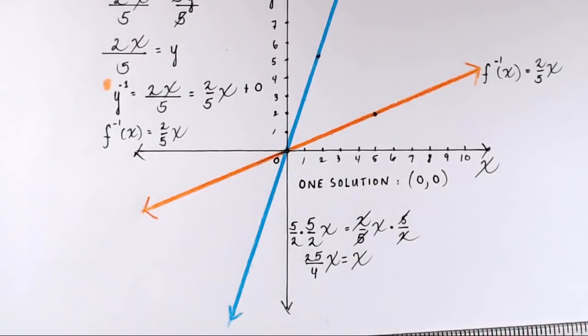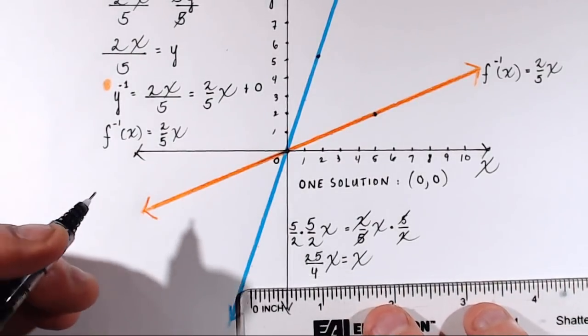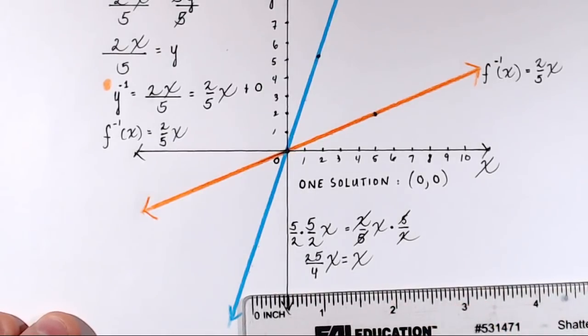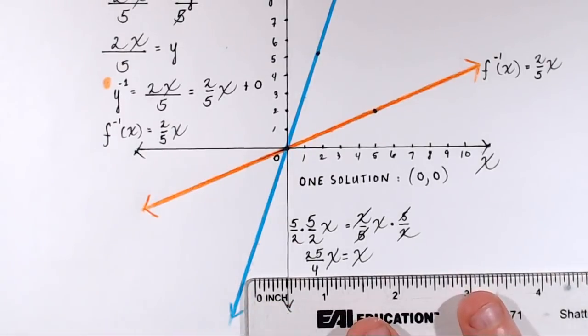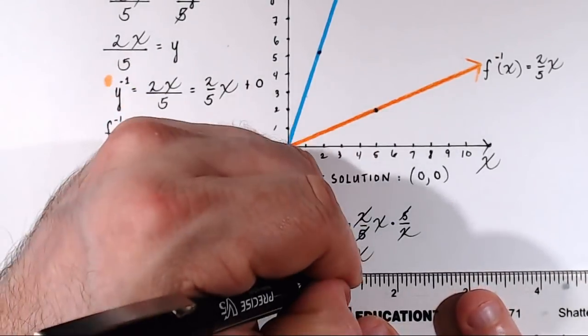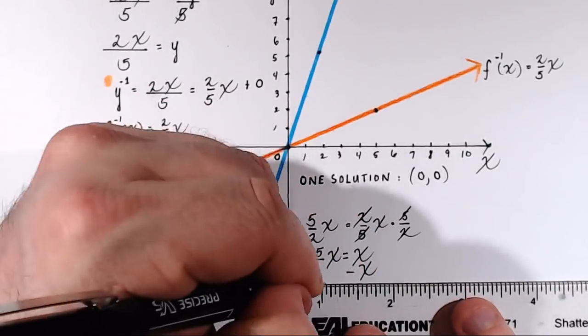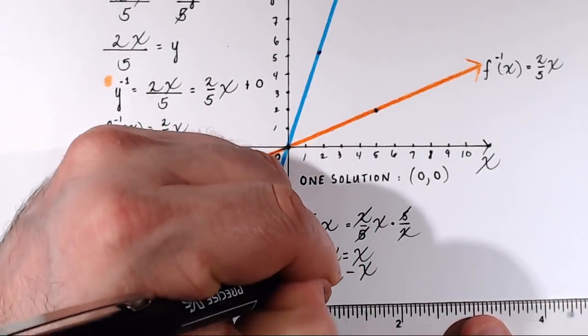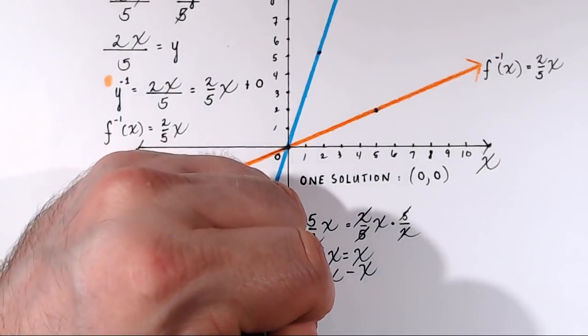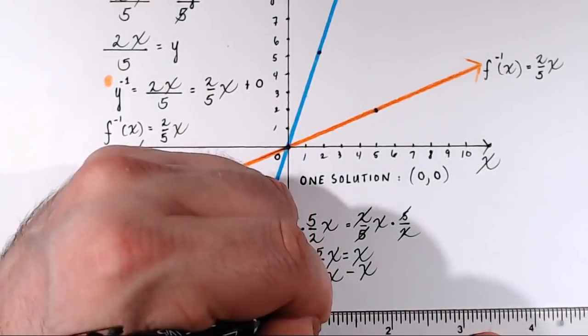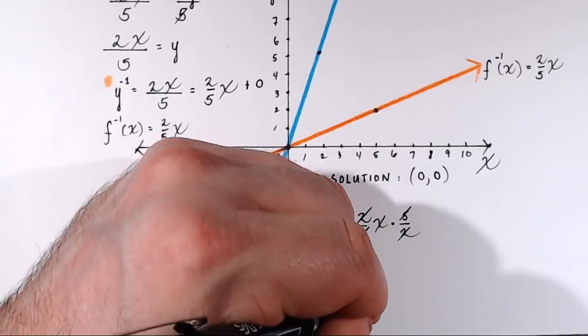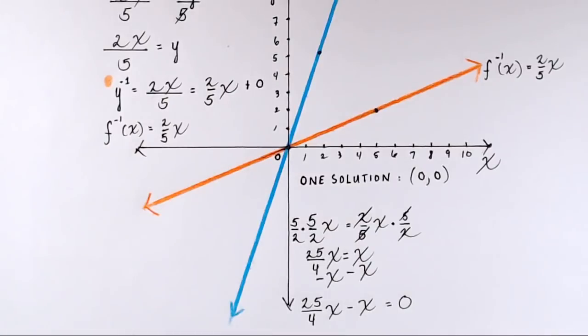And now I want to get x by itself. So first I need to get the two x's on the same side of the equal sign. So I subtract x from both sides now. You know, this isn't the only way to have done this, but it is in fact one way. So now I have 25/4 x minus x equals 0. And I'm on my way.